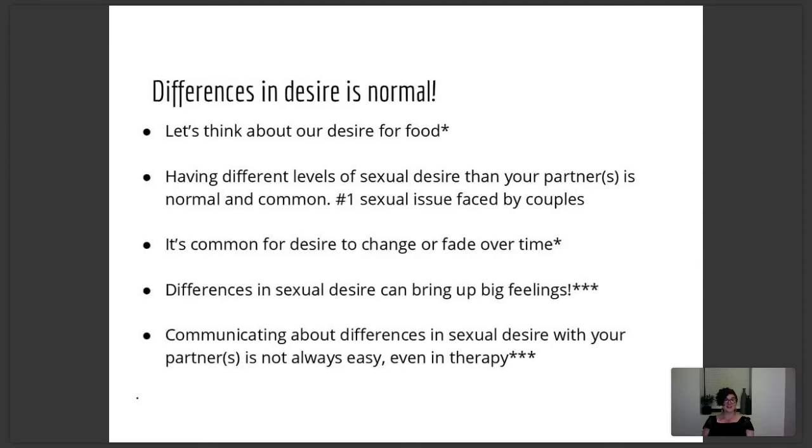And in fact, differences in desire, in sexual desire, is actually the number one issue faced by couples. It's very normal and it's very common.